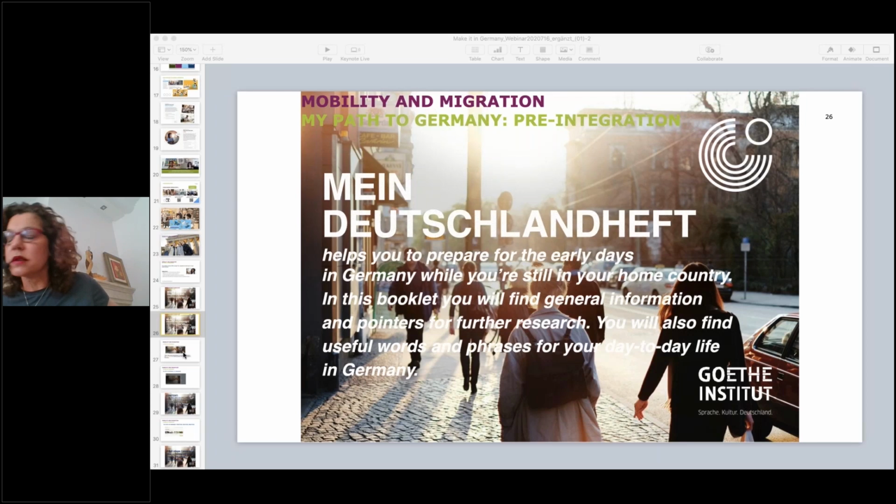Heft in English is booklet or notebook. I will show you in the camera this Heft. This booklet, when you go on the portal Mein Weg nach Deutschland, My Path to Germany, you will find this booklet in PDF, and you see you have always a kind of space here where you can note your remarks, your questions. So you can do this from your country when you are still living in your home country, and then you can continue when you are living in Germany. Next, please.